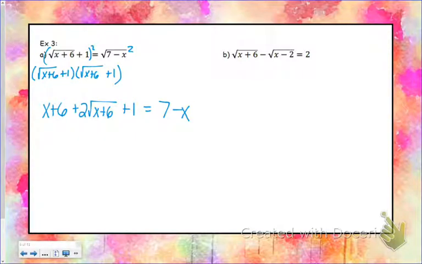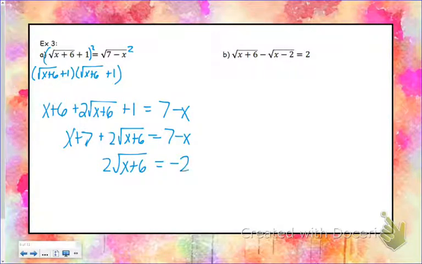So we need to go back and do what we did in the very first example or second example, where we actually get that root by itself now. Okay, so if I want to combine like terms, I'm going to have x plus 7 is equal to 2 square roots of x plus 6. So I can subtract x and subtract 7. I don't know why I wrote equals there instead of plus. Sorry about that. So minus x and minus 7.